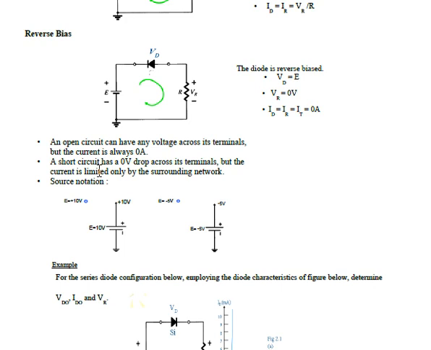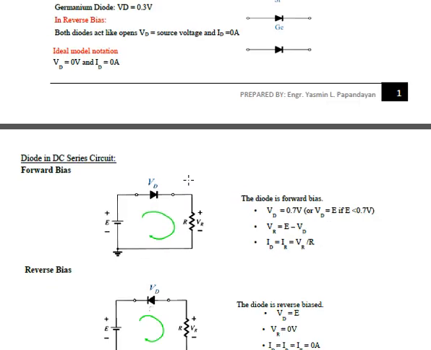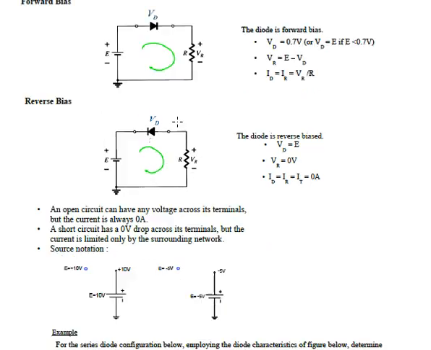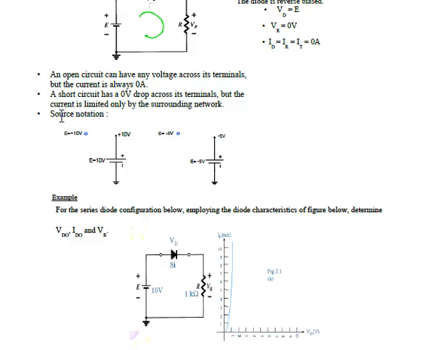Okay? So a short circuit has 0 voltage drop across its terminals, but the current is limited only by the surrounding network. So approximately, when the diode is in forward bias, we assume that the voltage across this diode is equal to 0. So the current is maximum, no? So the current will go through this resistor, okay? And this resistor will have a voltage drop. Okay, that is the approximation.